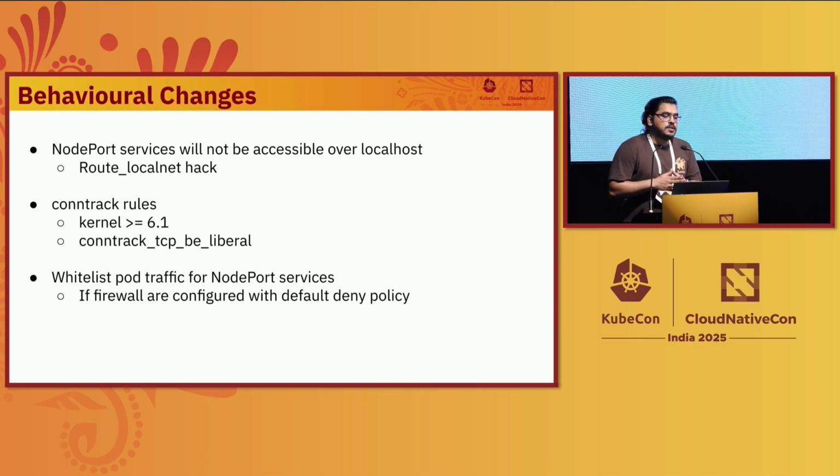And there are some cases in which there was a bug in the kernel which drops packets which were marked invalid by conntrack. That bug was fixed in kernel 6.1, so if you are using kernel greater than 6.1, you should be fine. Additionally, if you are configuring firewalls with a default deny policy, you might need to explicitly allow node port ranges to make node port services work.